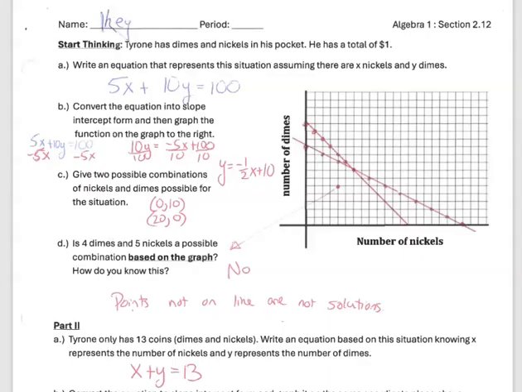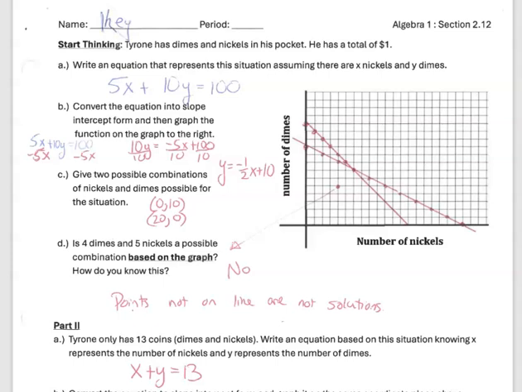Now another student had 0.05x plus 0.1y equals 1, and that was just talking about the equation in dollars and not in pennies. I like doing it in pennies, so then you're not dealing with decimals, but they are equivalent. It's just much easier to graph this.